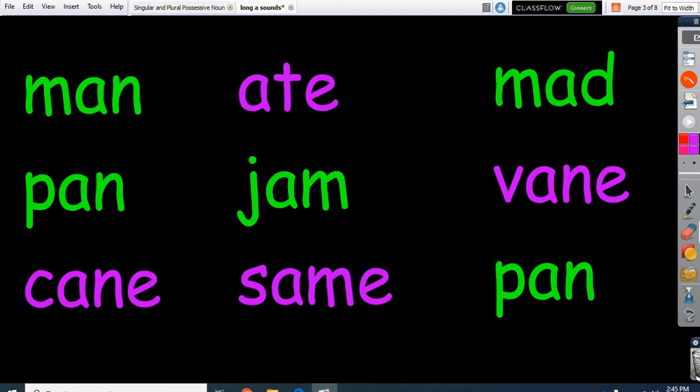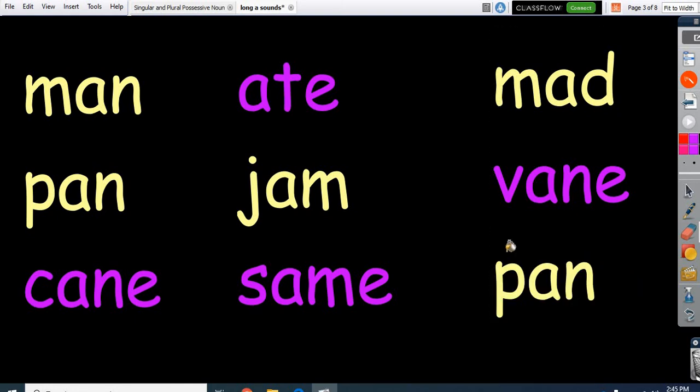Now, if you notice, the rest of those words do not have a sneaky E. So they are not long, they are short. Man, pan, jam, mad, and pan. None of them say their name. They are short. The purple ones were the long vowels that say their name.